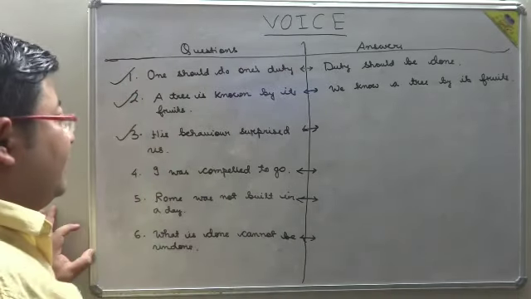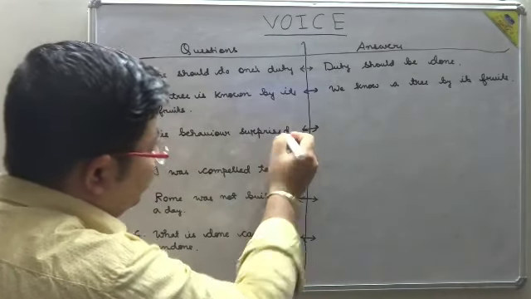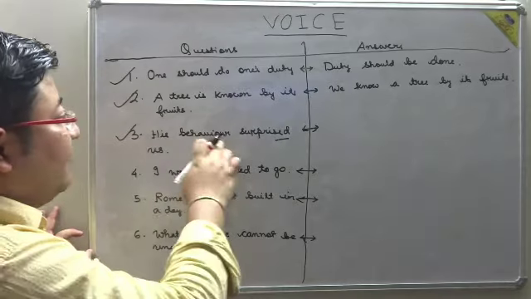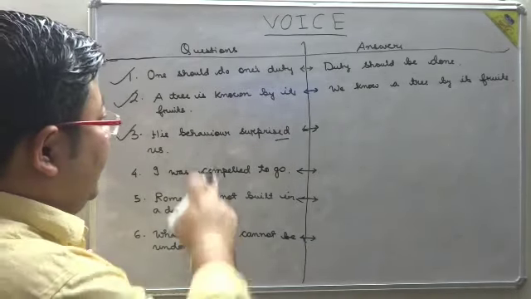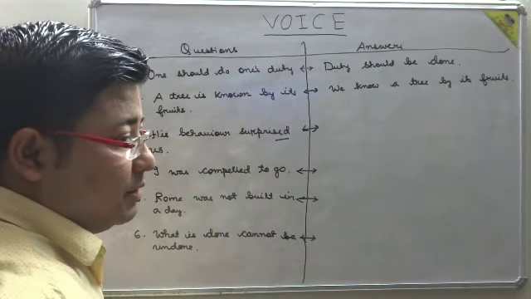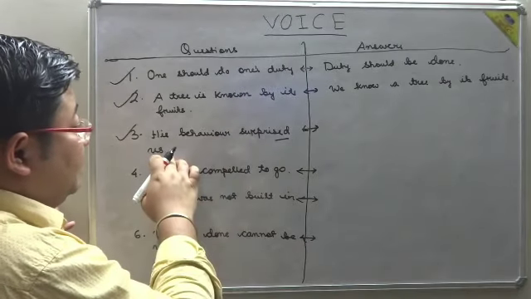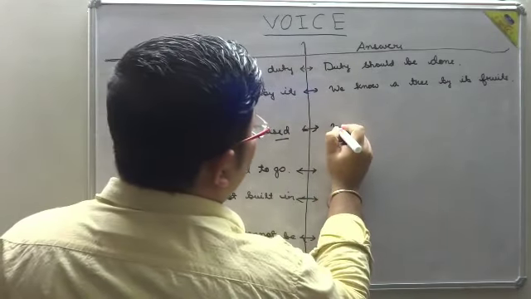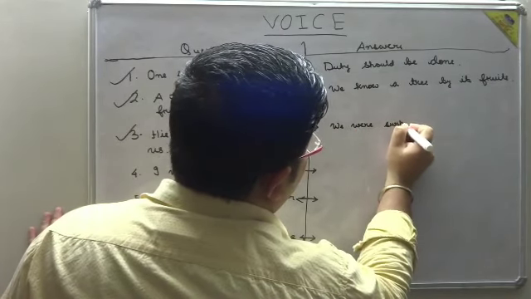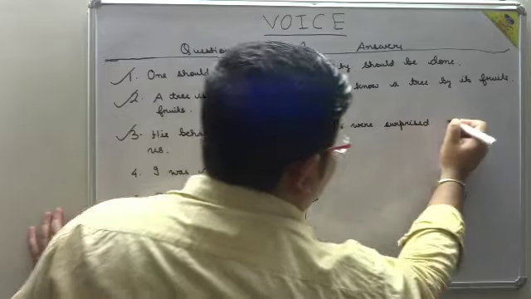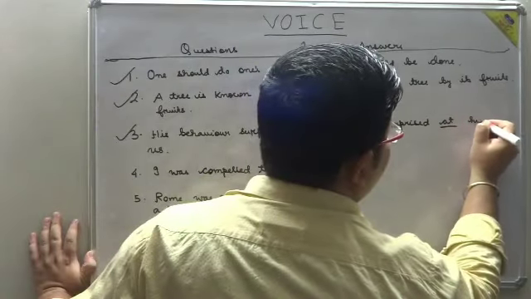Next, the third one, his behavior surprised us. This is in past tense. I gave this question because here the preposition will change. It will not be by or with. His behavior surprised us. I'll write it as we were surprised at his behavior. The preposition at will come here.